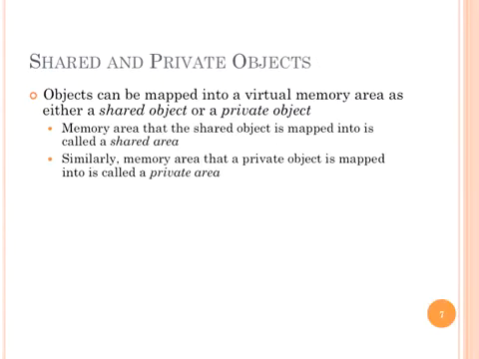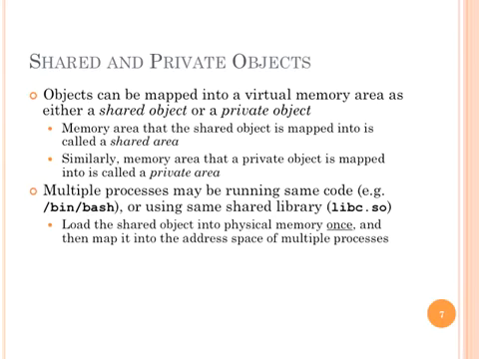Okay, so then the next part of this is what I was saying before about, well, when I evict a page, where does it go? Who all gets to see the changes that I make to this thing that I load into virtual memory? And so you have either shared objects or private objects. These are just terms: the memory area that the shared object is mapped into is called a shared area because multiple processes can see that area. Same thing with private objects. You map it into a private area, only one process gets to see it.